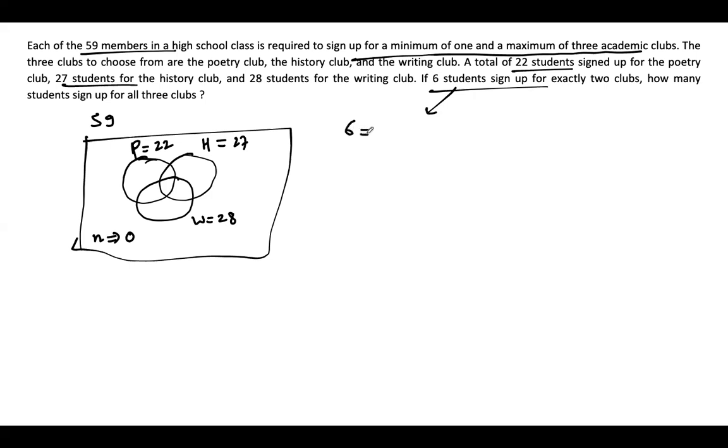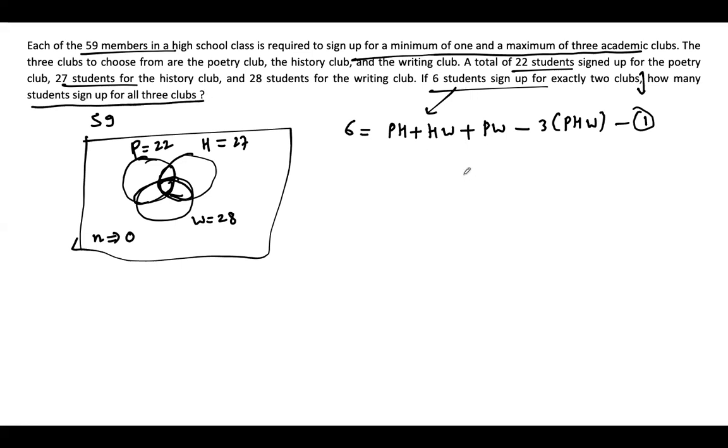So 6 is equal to exactly 2: the intersection of P and H, I'm writing PH, similarly HW, similarly PW. How many times have I calculated the all-3 region? Thrice, so minus 3 PHW. This is one equation. What is the question asking? How many students sign up for all 3 clubs?